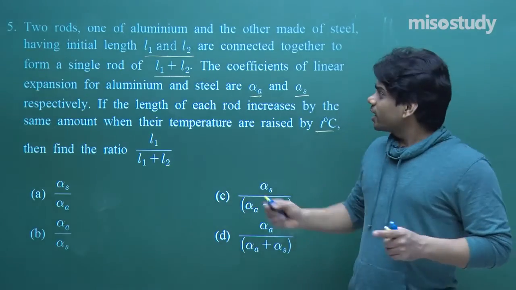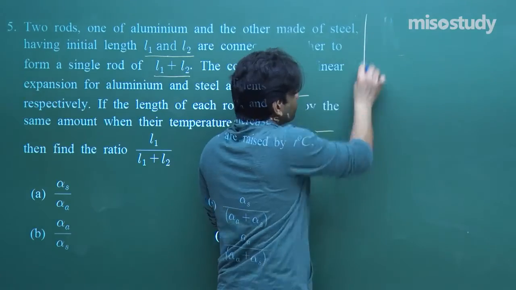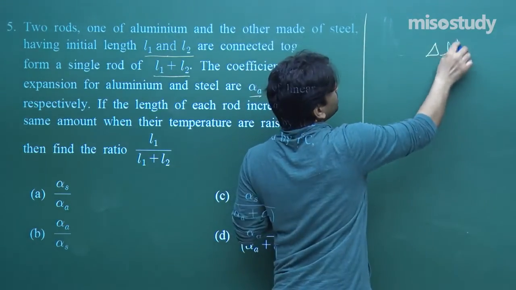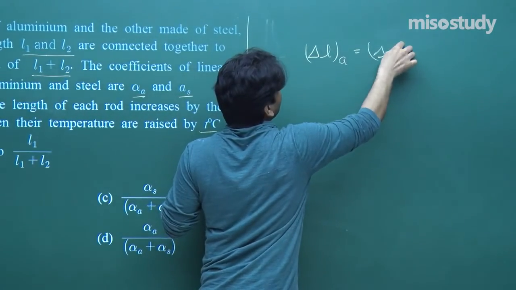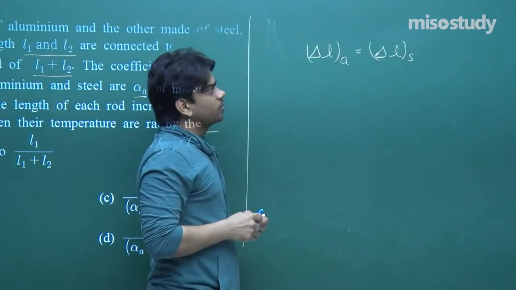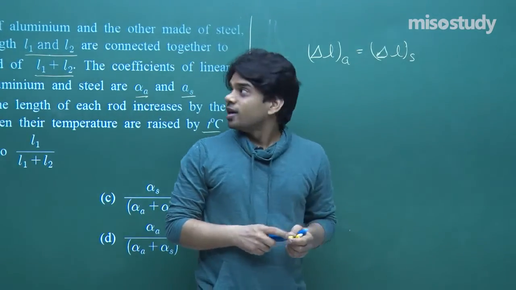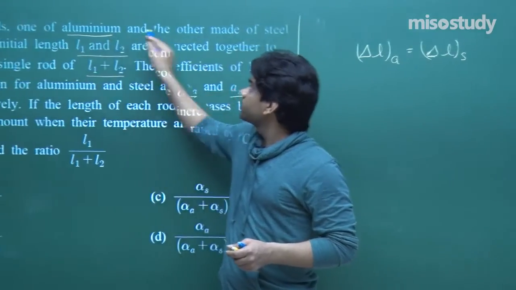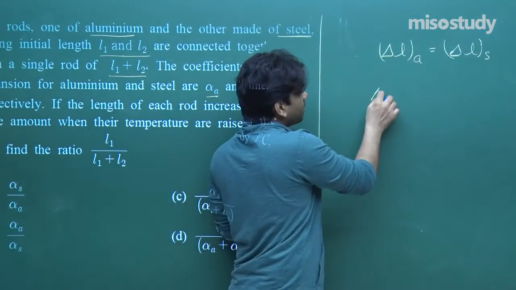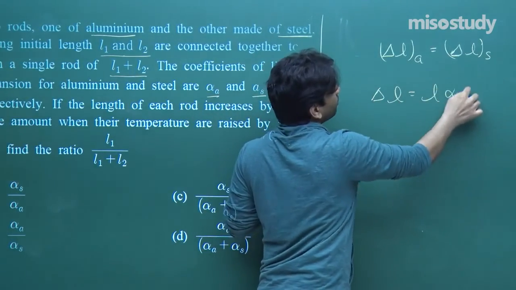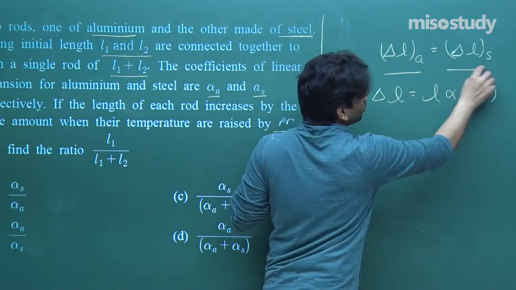Now see here, L1 upon L1 plus L2, that is the length that has been given. It's given that the expansion in aluminium is equal to the expansion in steel. So I'm writing delta L of aluminium is equal to delta L of steel. That is what is given. Clearly we know that delta L is equal to L alpha delta T. This is what we know. Now delta LA is equal to delta LS.